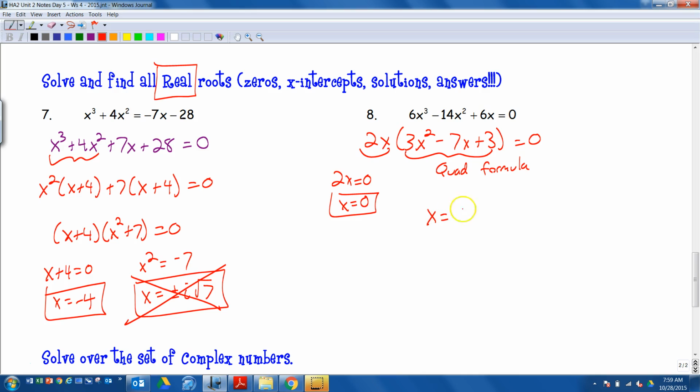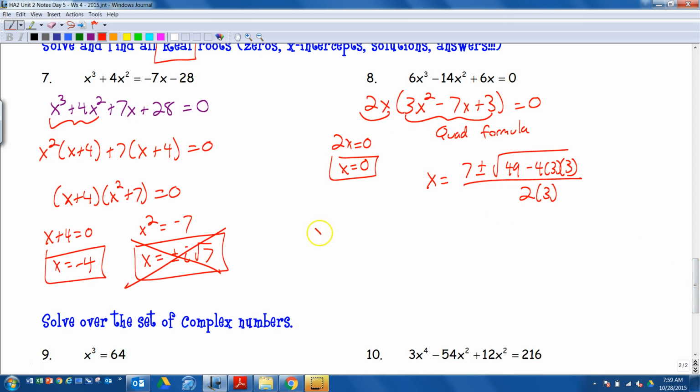So I get x is equal to opposite b plus or minus the square root. B squared is 49 minus 4 times 3 times 3 all over 2 times a, which is 3. So when I simplify this, I get x is equal to 7 plus or minus, what's 49 minus 36, is root 13 all over 6.